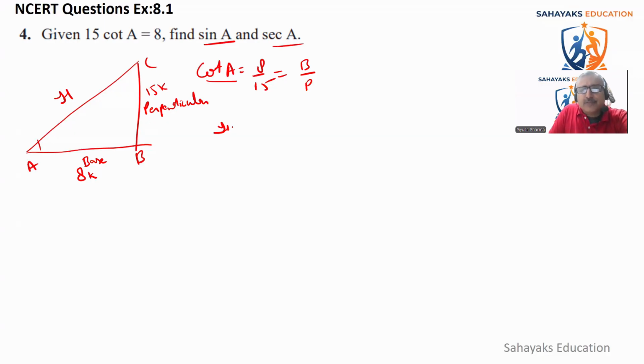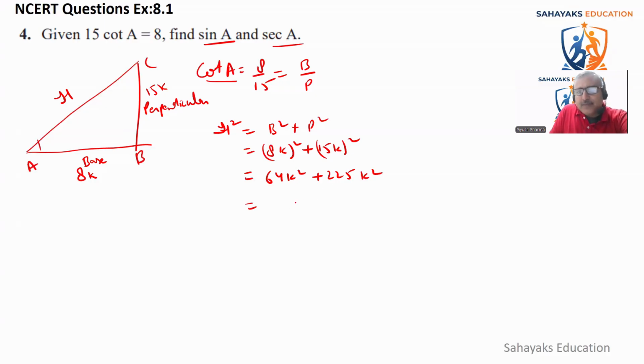Now from here we need to find out the hypotenuse. So I'll say hypotenuse square is equal to base square plus perpendicular square. So it comes out to be 8K whole square plus 15K whole square. So it comes at 64K square plus 225K square. So when we add it, we get 289K square.